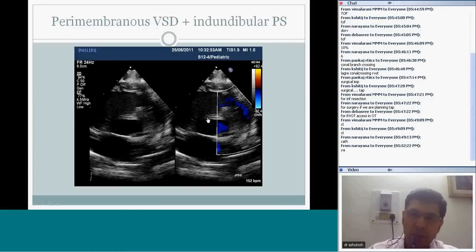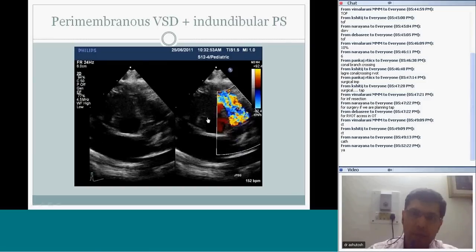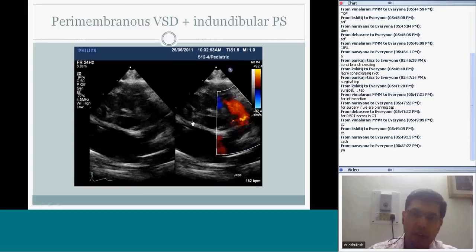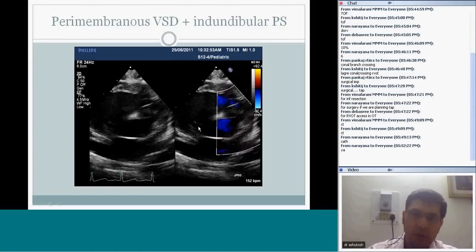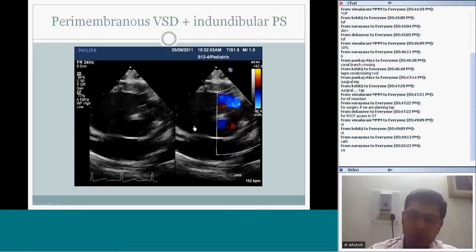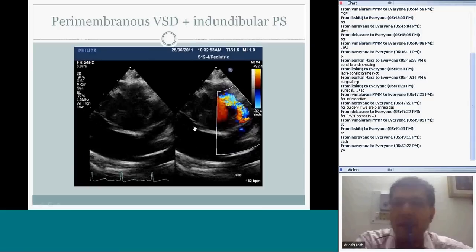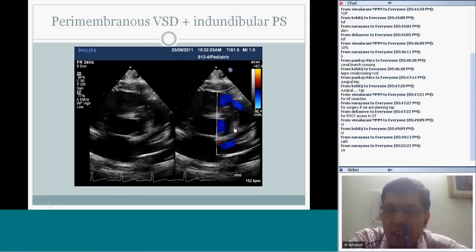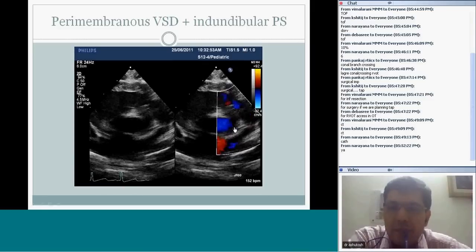The same thing can be looked at from the short axis view. So a perimembranous VSD here. The boundaries of perimembranous VSDs are formed by, can anyone please come on this? What are the boundaries of this perimembranous VSD?